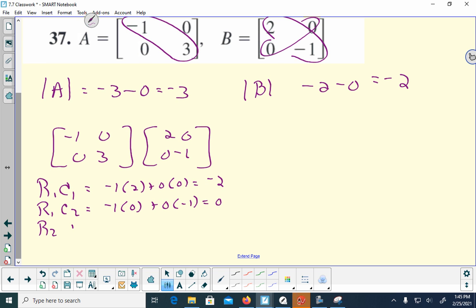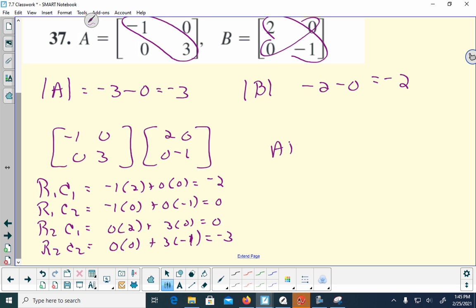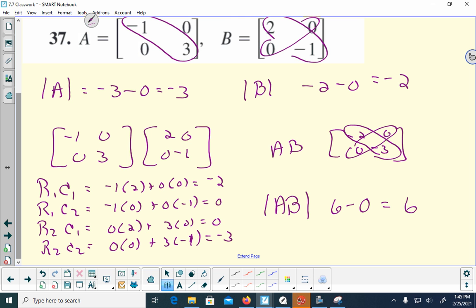Row 2, column 1 is going to be 0 times 2 plus 3 times 0, and that will be 0. And row 2, column 2 will be 0 times 0 plus 3 times negative 1, which will be negative 3. So AB is going to be negative 2, 0, 0, negative 3. Then to find the determinant of AB, I'm going to do negative 2 times negative 3 and get 6, minus 0 times 0 and get 0, and I get a determinant of 6.